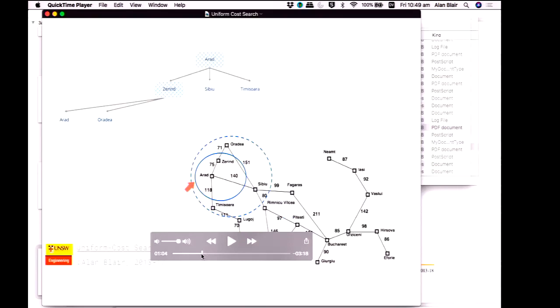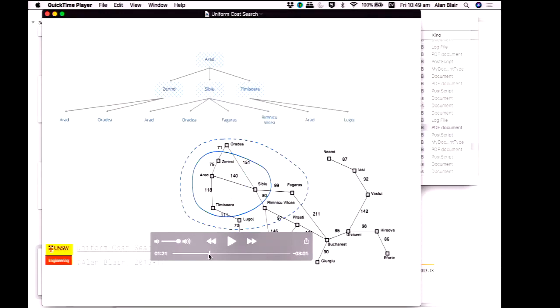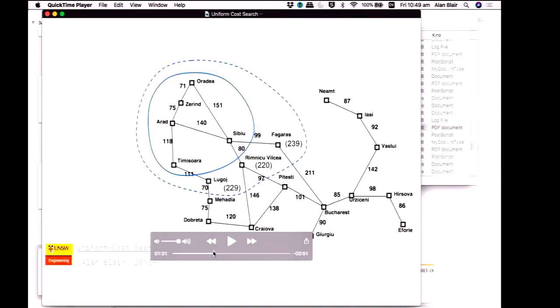Right, and now we've got a choice of 3 cities, and remember, what's important is the total path length. So for Arad, the path length from here to here is 146, which is bigger than this, and actually the shortest one is Timisoara. So we expand Timisoara, and we keep going in this way, and we always expand the one whose total path length is shortest.